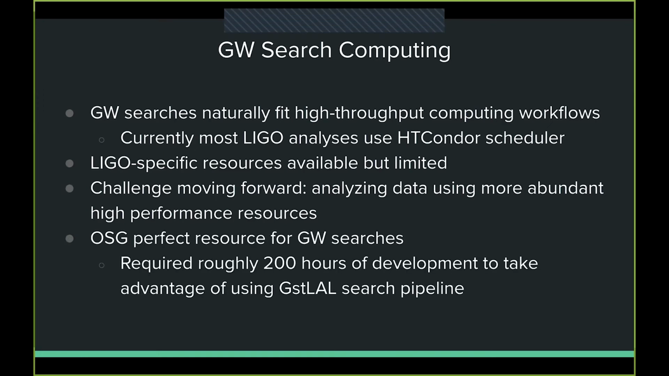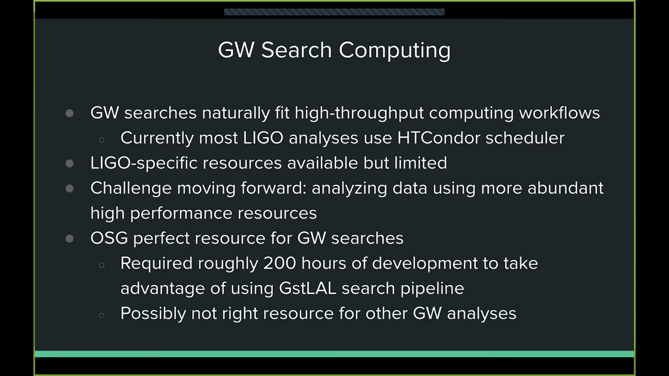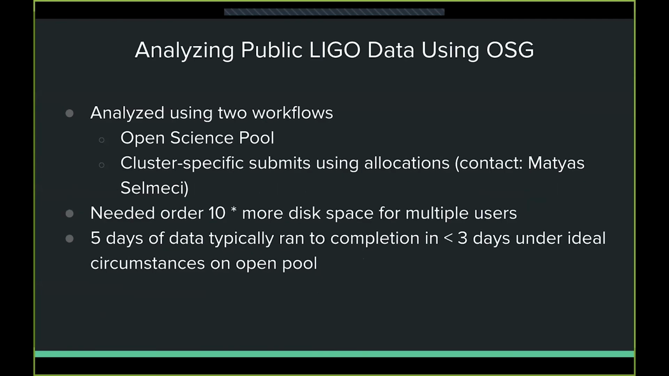OSG is perfect for this because you guys have already performed so much of the legwork to map these high throughput Condor workflows onto whatever is required for other clusters using different schedulers. It still took us roughly about 200 hours of development on our analysis itself to take advantage of this. So there's still a lot of development room for the LIGO people. It's possibly not worth writing resources for some other gravitational wave analyses, but it's perfect for searches.